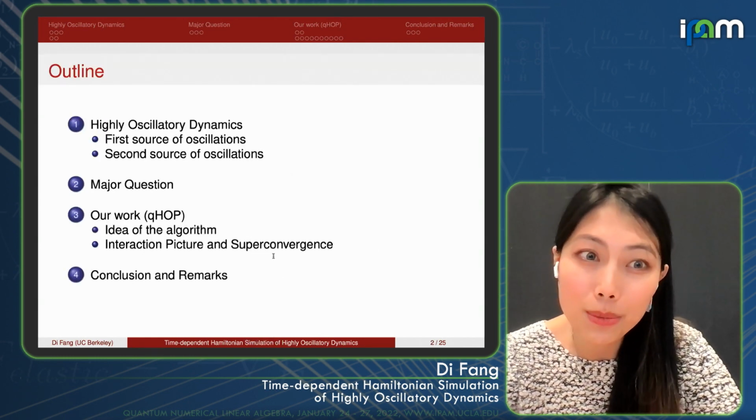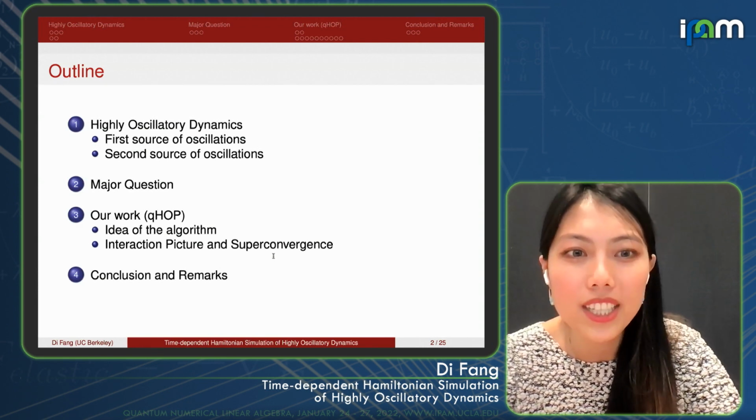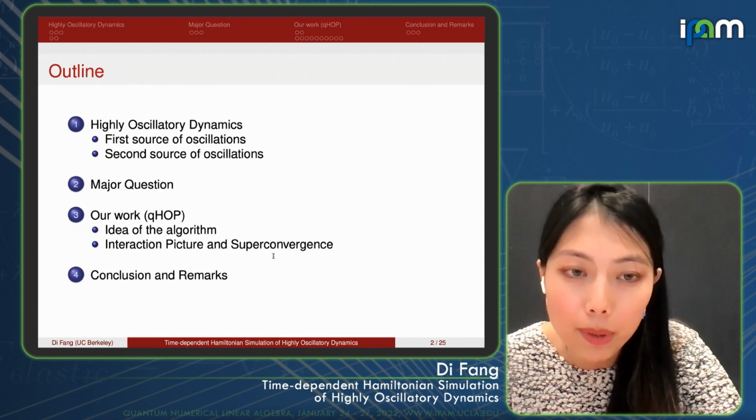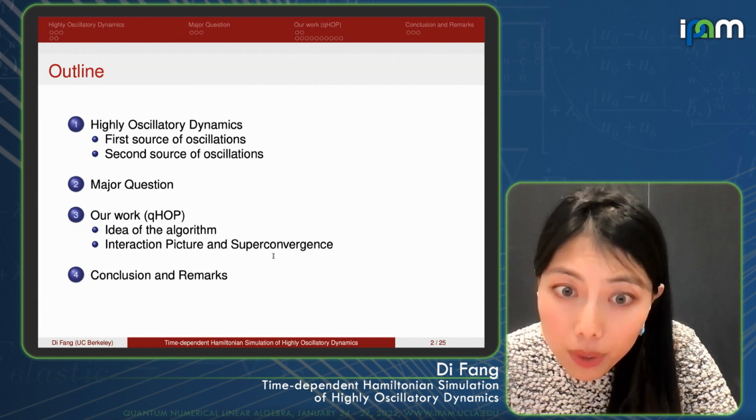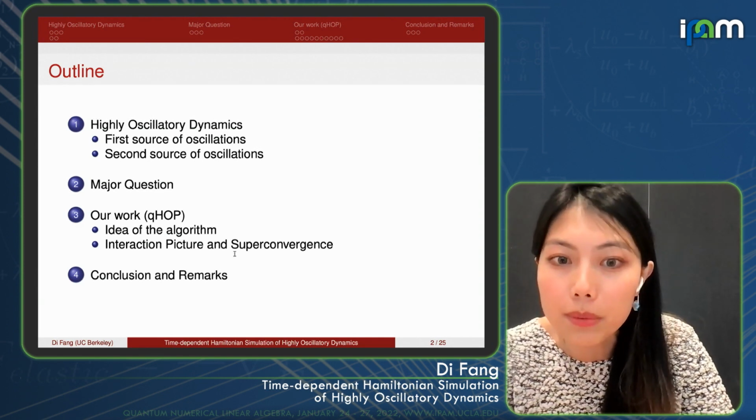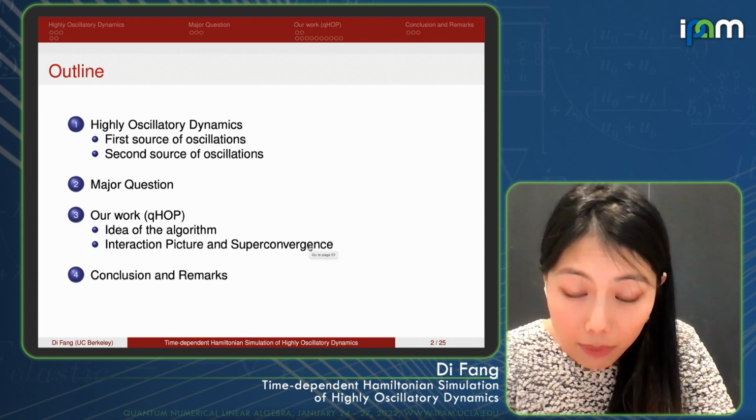Basically, we are going to discuss what highly oscillatory dynamics is, and then the major questions and challenges we were able to provide answers or partial answers to. Then we discuss our algorithm, and interestingly, we observe a so-called superconvergence behavior in our algorithm.